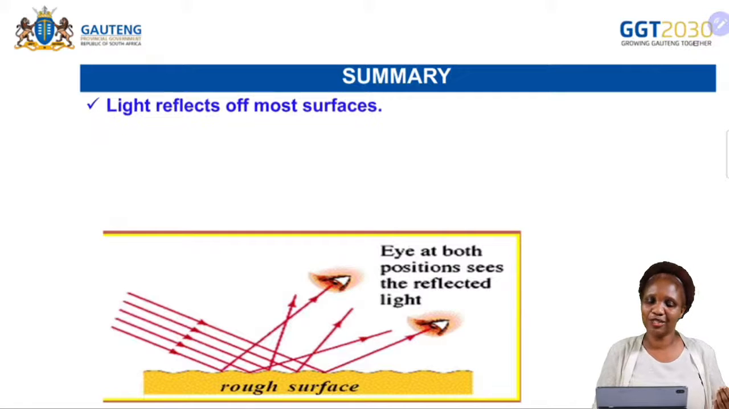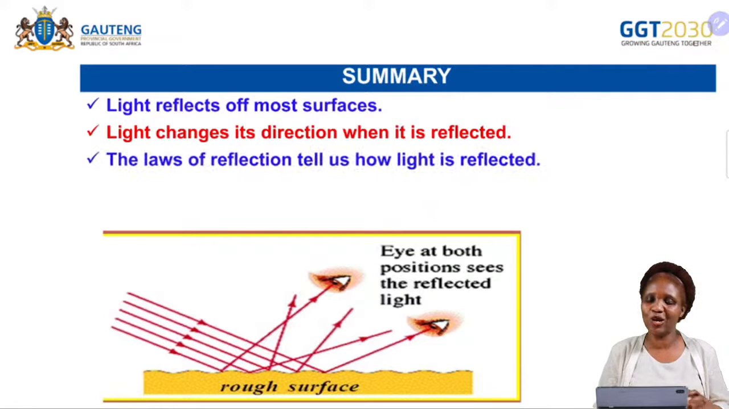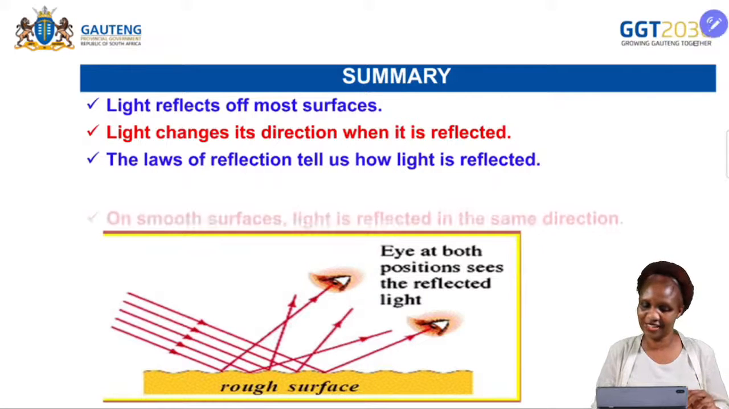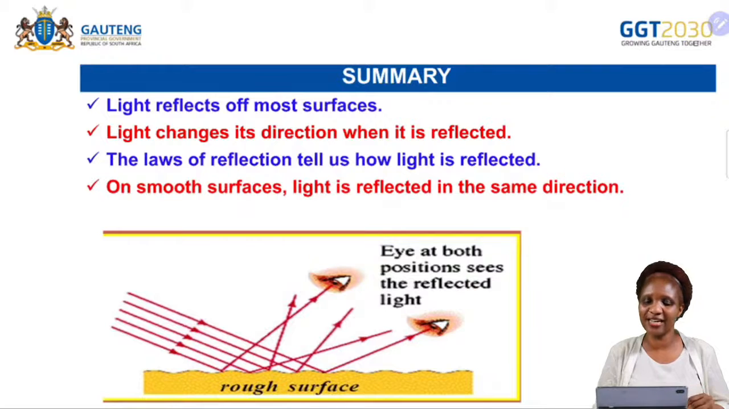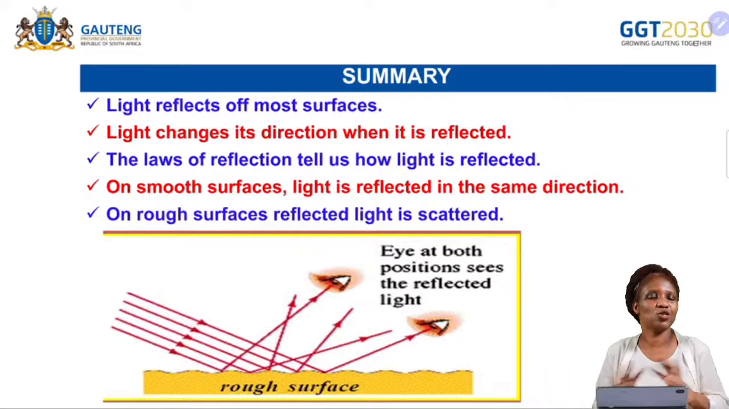And then let's go to our summary. Light reflects off most surfaces. Okay. And then light changes its direction when it is reflected. It changes direction. And then the laws of reflection tell us how light is reflected. On smooth surfaces, light is reflected in the same direction. Okay. And then what about on rough surfaces? Light is scattered. There is no pattern.